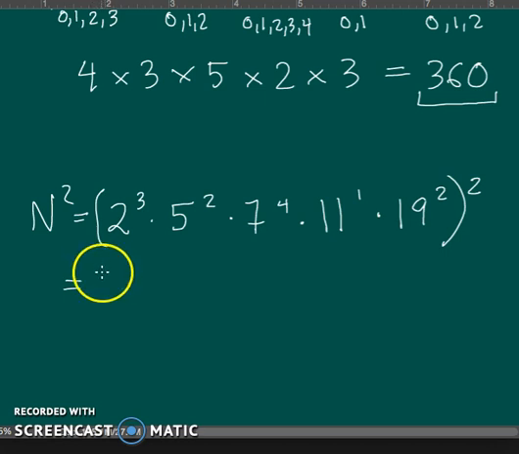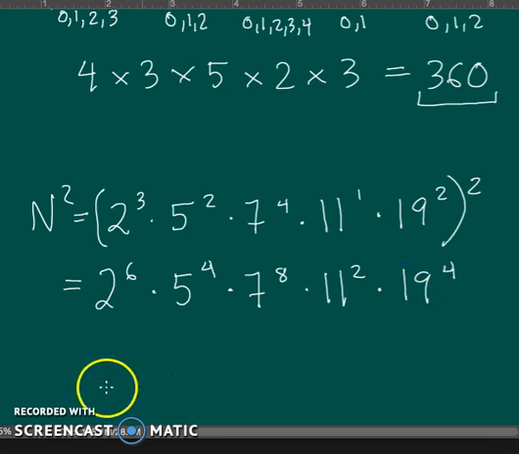So instead, we can rewrite this as 2 to the power of 6 times 5 to the power of 4 times 7 to the power of 8 times 11 to the power of 2 times 19 to the power of 4. So for the 2, I have 7 options because I can have a product of 0, 1, 2, 3, 4, 5, or 6 2's. So there's 7 options there.